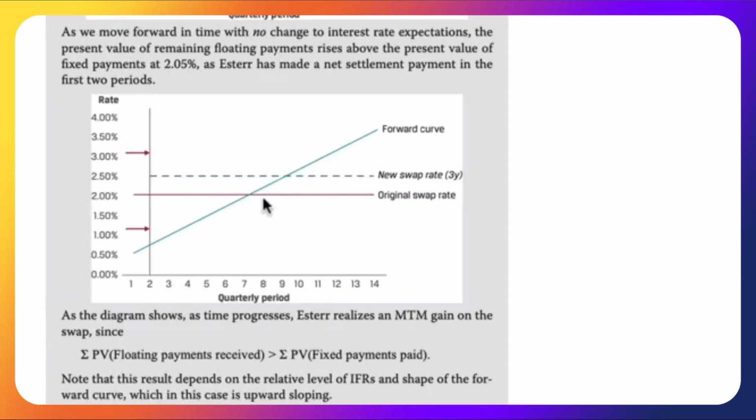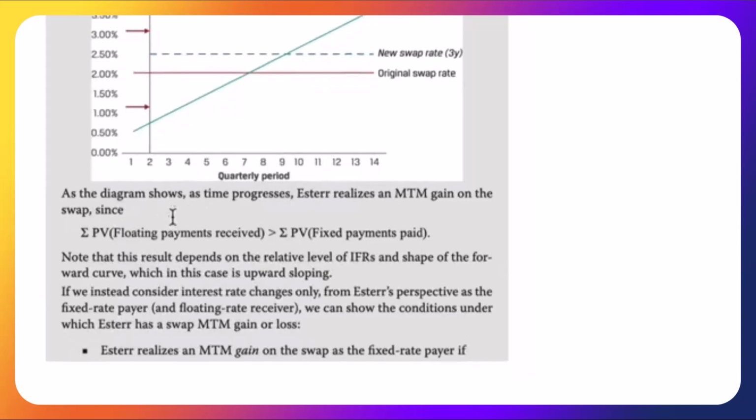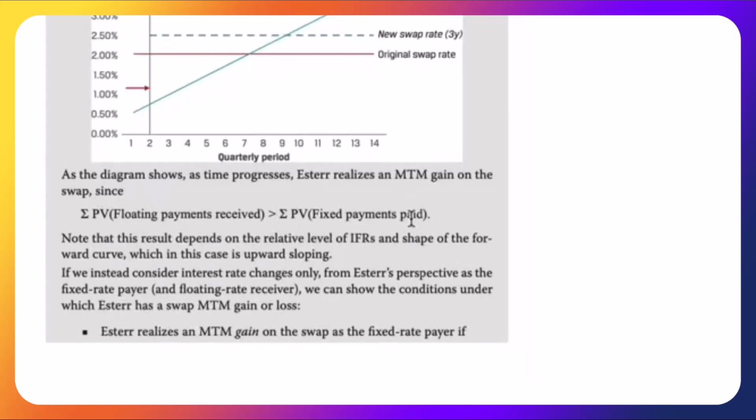So compared to our swap, which has 12 periods left, and a new swap with 12 periods with the higher rate, clearly, visually, we have value because we get to pay a lower fixed rate. As the diagram shows, as time progresses, Esther realizes a mark-to-market gain on the swap since, and this is where it gets confusing, until you stick in the words "to be," the present value of the floating payments to be received is greater than the sum of the present value of the fixed payments to be paid.